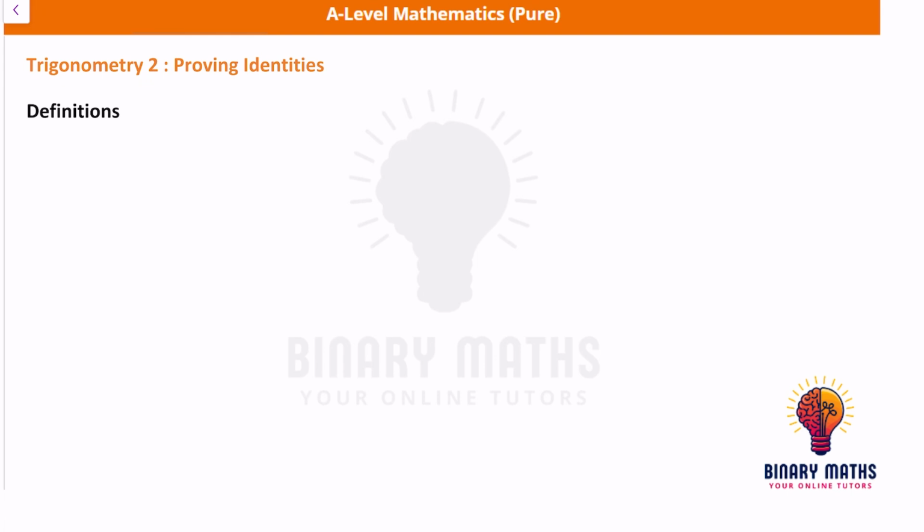This video is about recognizing the differences between an equation and an identity. We need to be able to prove trigonometric identities, ensuring the proof is structured in the correct form. The first thing I need to go through is definitions. So the first definition you need to know is what is an equation.